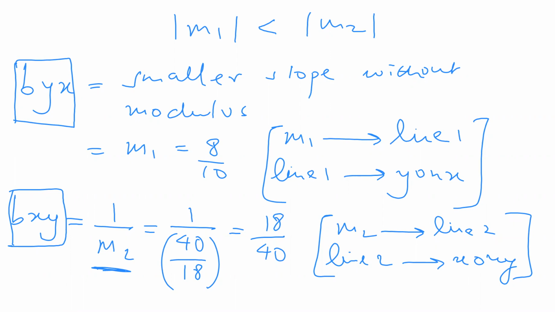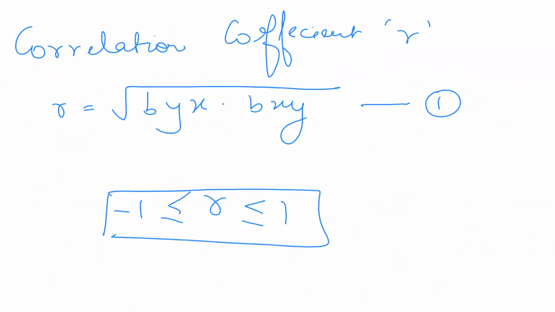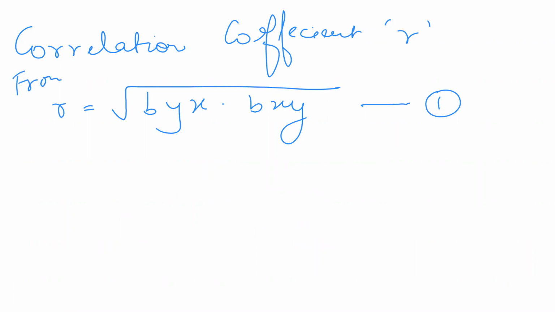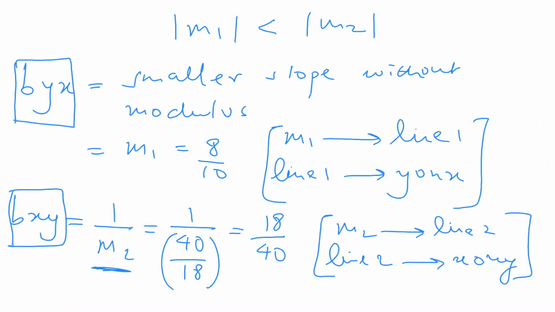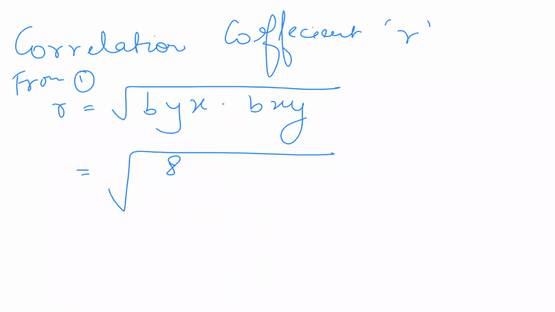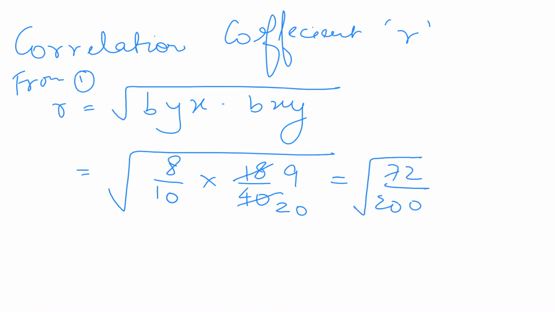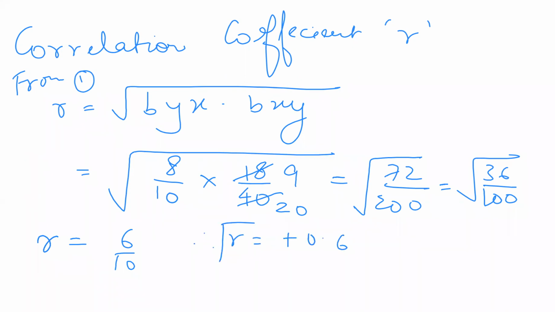Now go to equation number 1 which I had written for you. From 1, r is equal to root of byx into bxy. Put the respective values: byx is equal to 8 by 10 and bxy is equal to 18 by 40. So this is 8 by 10 into 18 by 40. We can reduce certain terms: this is 2 into 9 and this is 2 into 20. So this is 72 by 200, since 8 into 9 is 72 and 10 into 20 is 200. Reduce it further, 36 upon 100, and both are perfect squares. So r is equal to 6 upon 10. Therefore, r is equal to positive 0.6.